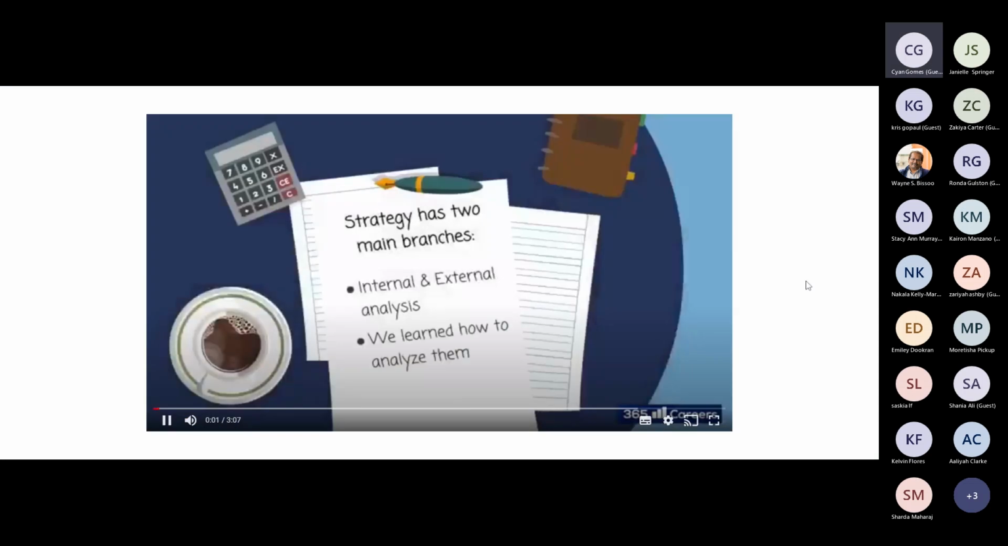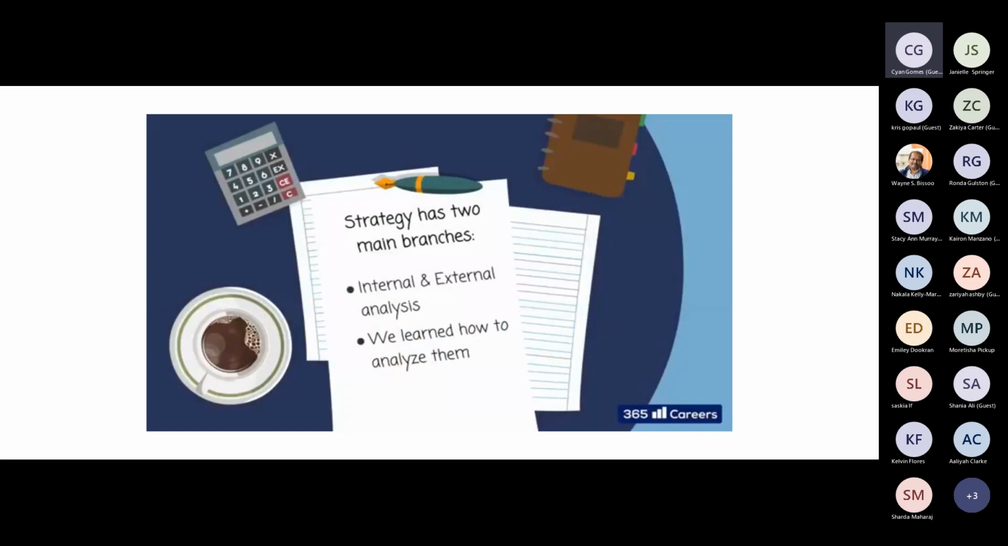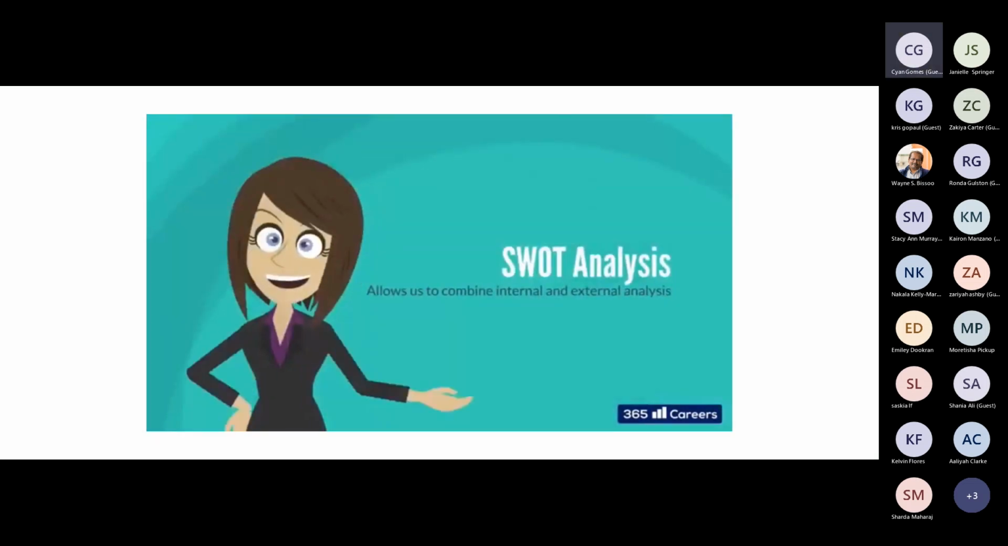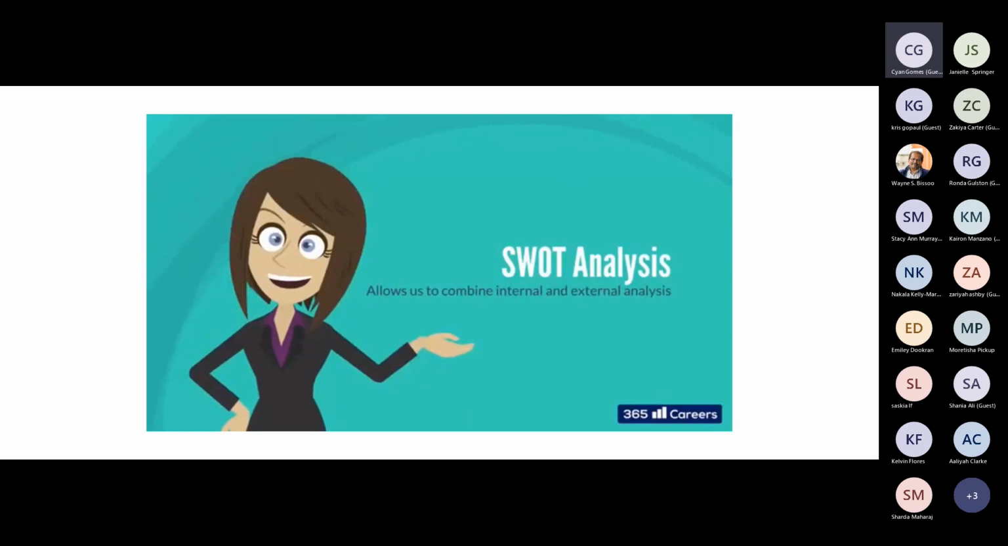Hi, and welcome back. We know strategy analysis has two main branches: analysis of a firm's external environment and analysis of a firm's internal environment. In our previous lessons, we learned how to analyze the internal and external environment of a firm. SWOT is a famous framework that allows us to combine the two types of analysis. SWOT is sometimes referred to as an internal-external analysis.